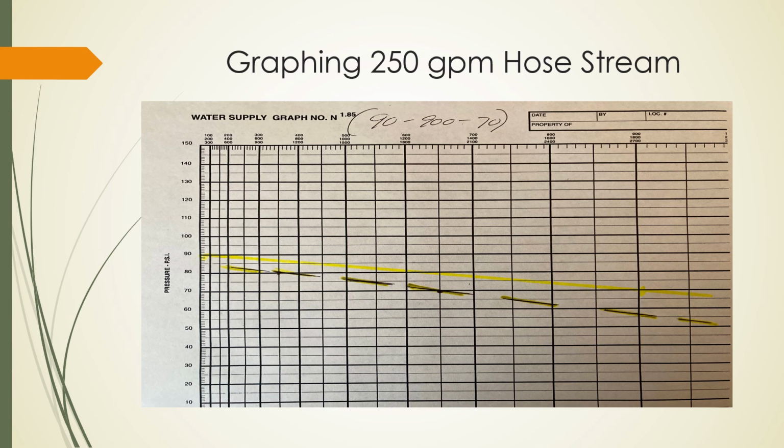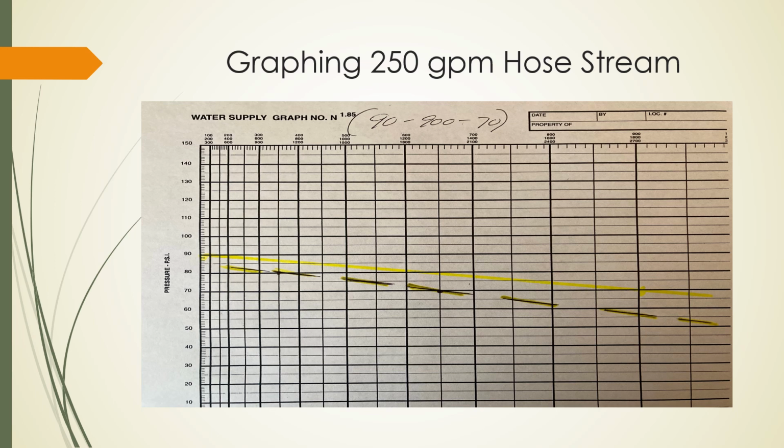And so what I do is I would go to, for instance, the 900 mark and deduct 250, which puts me at 650. And then I would go to the 600 GPM mark and deduct 250, which puts me at 350. And then I have that dotted line.